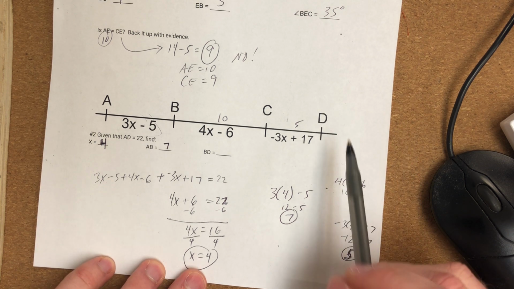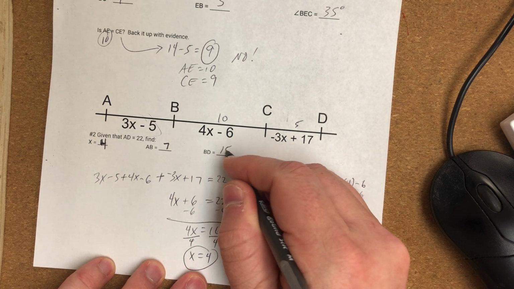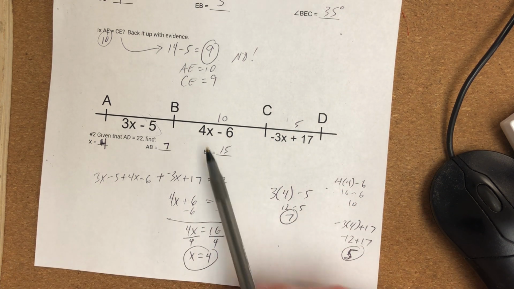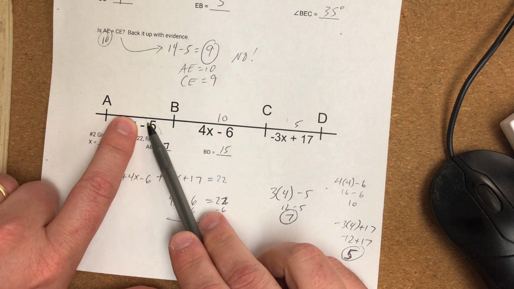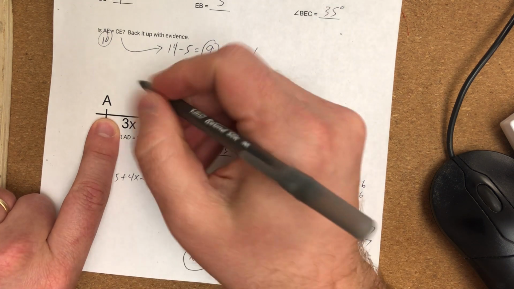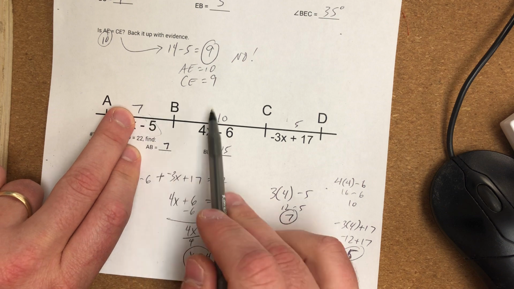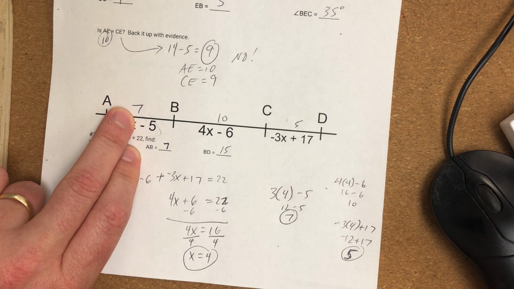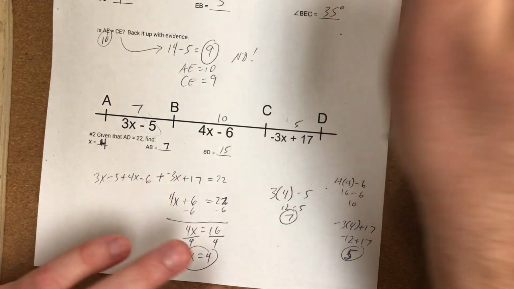Okay, so I want to know what B to D is. Well, I got 10, I got 5, so together that's 15. That's not how I did this the first time I did this problem, though. I knew that AB was 7, right? And we knew that AD, the whole thing, is 22. Well, if this is 7 and the whole thing is 22, I just did 22 minus 7 to get what was left over. It doesn't always work, but in this problem, that was a little bit of a simple way to do it.